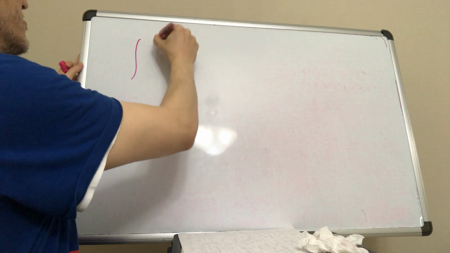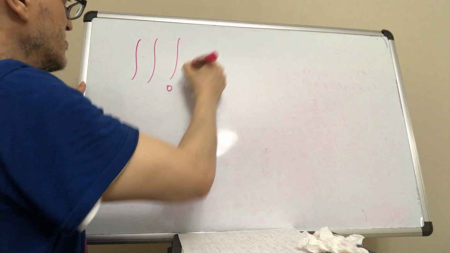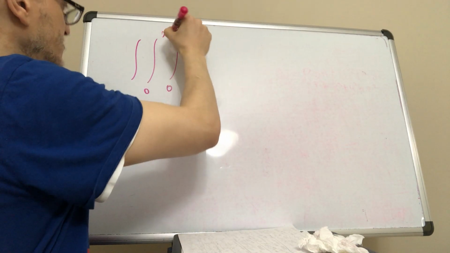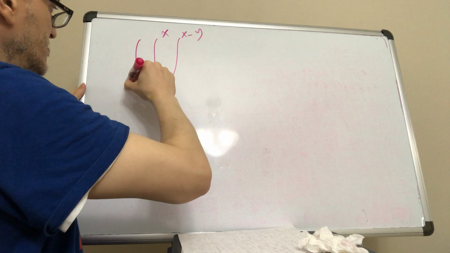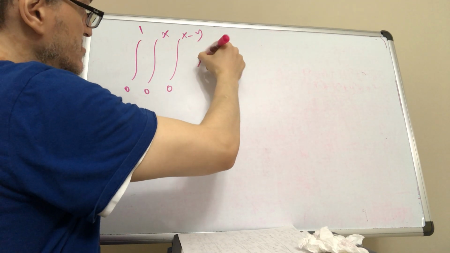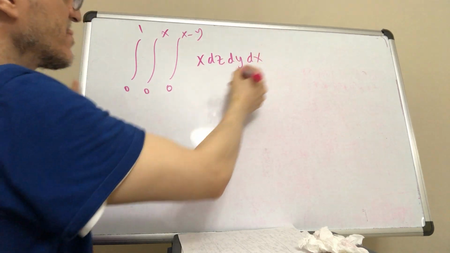Triple integral, straightforward, like this one, or equations. I don't know if this is straightforward. We'll see now. 0 to x, 0 to 1. And it's dz, dy, dx.